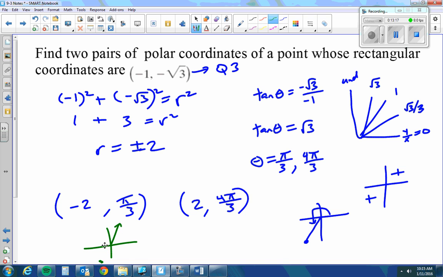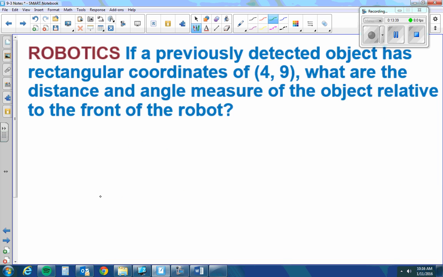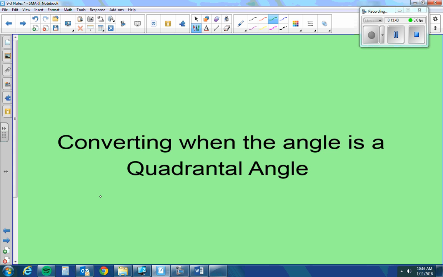And so that's the way it works every time. Wherever the point is, pair the angle that points towards it with the positive radius, and the angle that points directly away from it with the negative radius. And you're done. Okay? I'm not going to do these. They're calculator problems. You can just do the same formulas with the calculator.